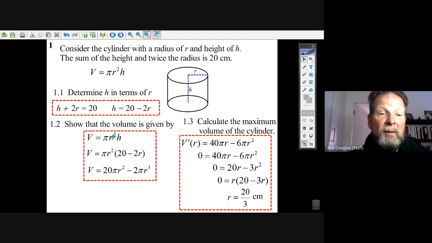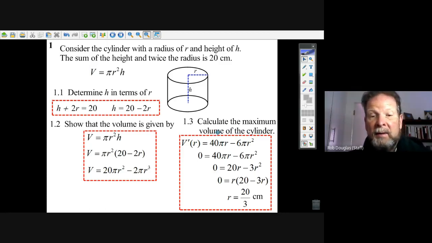The reason you need that is because the volume of the cylinder is pi r squared h. You need to put everything on this right-hand side in terms of r, so you can take the derivative later on. Well, that's pretty easy because h is equal to 20 minus 2r. You just replace it with 20 minus 2r. Then you multiply it out, and you can show that the volume is actually 20 pi r squared minus 2 pi r cubed.